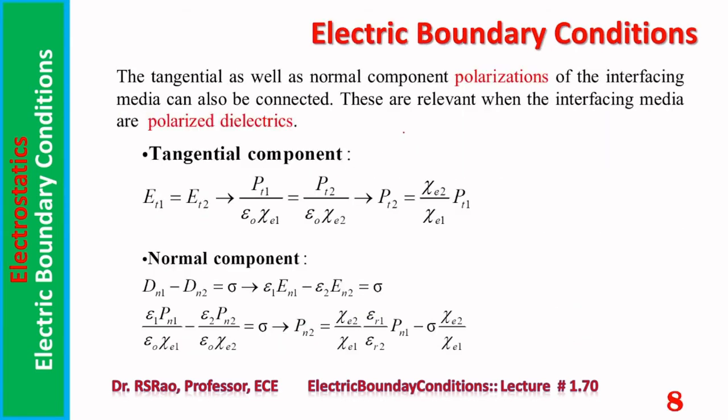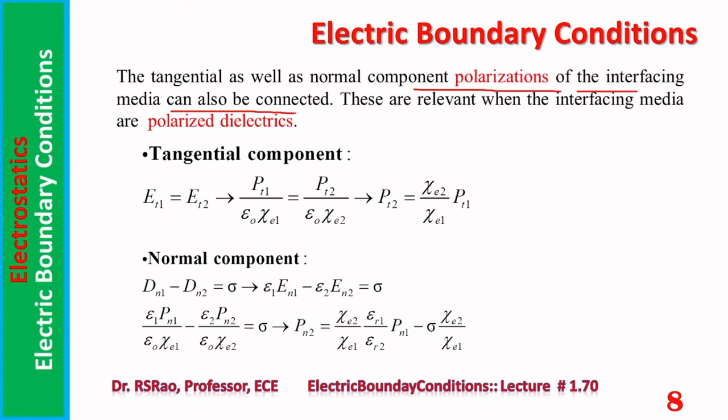The tangential as well as normal component polarizations of the interfacing media can also be connected. So far we have considered insulating media like free space or air. Now, one or both of the media are dielectrics, capable of polarization. In such a case, we can express these two conditions: the continuity of the tangential component, and the continuity or discontinuity of the normal components.